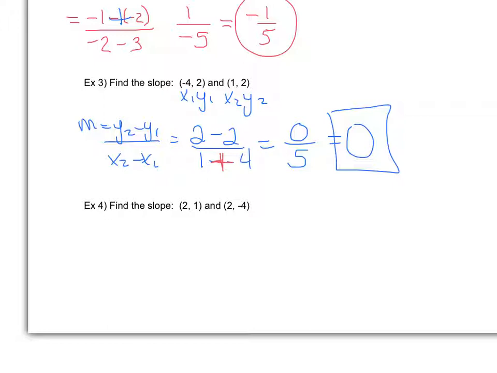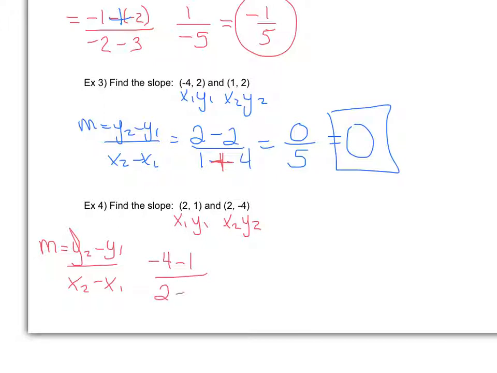Looking at one last example, I'm going to go through the same steps. So I'll start by labeling x1 and y1, x2 and y2. Again, plugging it into that same formula, y2 minus y1 over x2 minus x1, gives me a negative 4 minus 1 on top, 2 minus 2 on the bottom. Simplifying the top, I get negative 5, 0 on the bottom. Again, we can't have zeros in the bottom, so I'm going to go ahead and say that my slope is undefined.